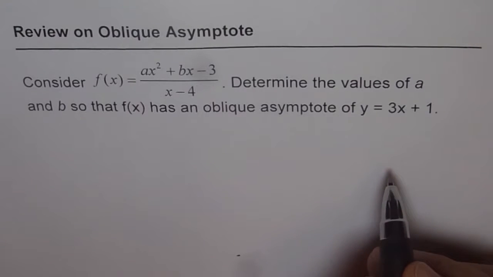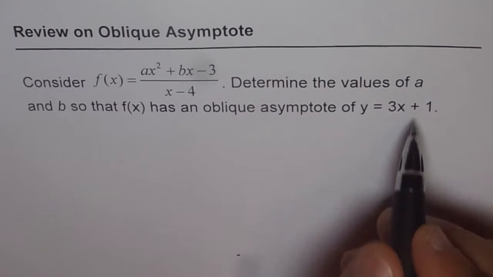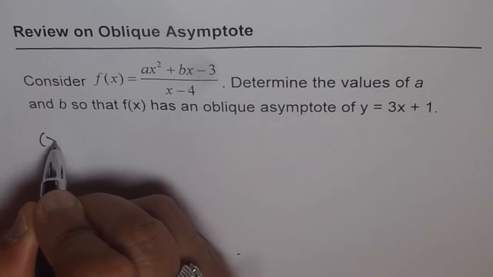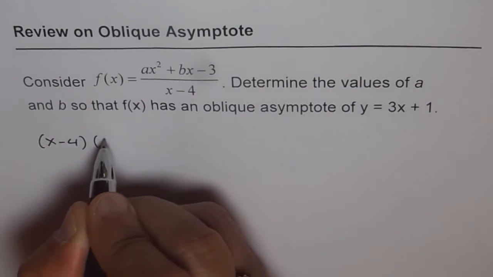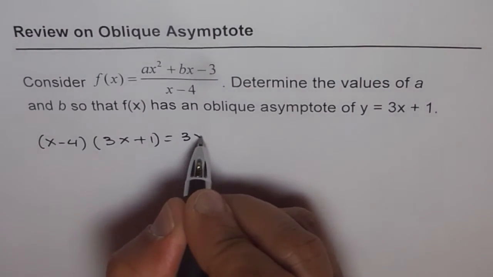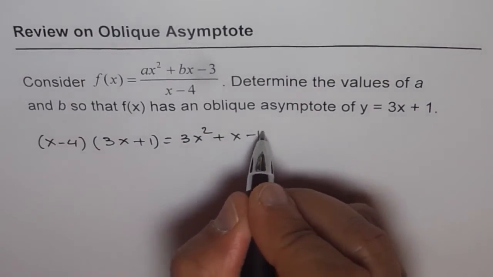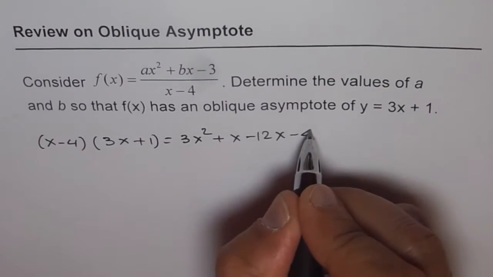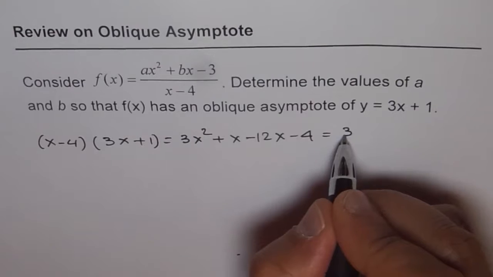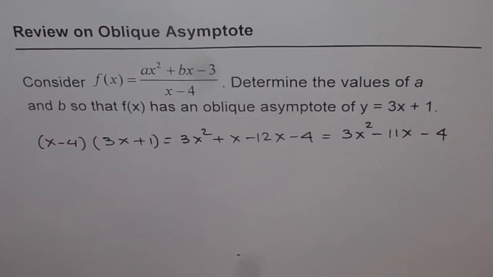So what I'll do is I'll start my solution. Think about it. Why am I doing that? I'll multiply x minus 4 by 3x plus 1. What do I get? So I get x minus 4 times 3x plus 1. Now x times 3x is 3x squared, and then plus x. Minus 4 times 3 is minus 12x, and minus 4. I can combine these terms and write this as 3x squared minus 11x minus 4. That is what I get when I multiply these two, right?